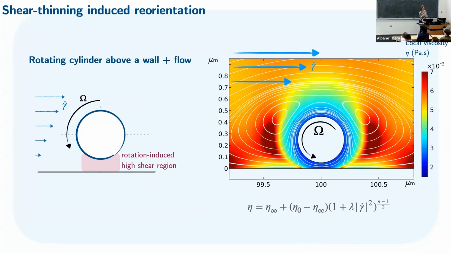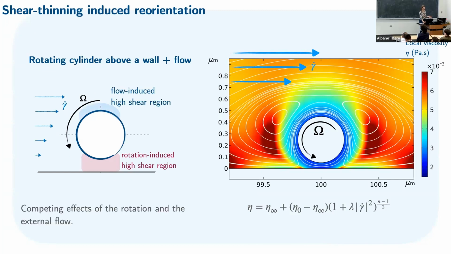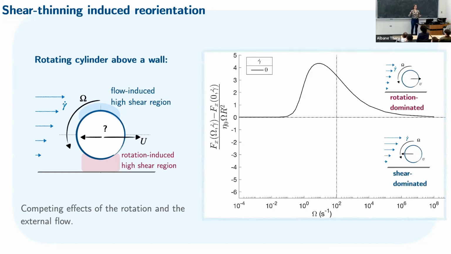Then if you add an external flow, it becomes even more complicated. But roughly, a second effect is that flow is just having to go past an obstacle. So high shear region, low viscosity region at the top. And you have two competing effects. So you have one regime where you're going to have the obstacle effect that's dominating.